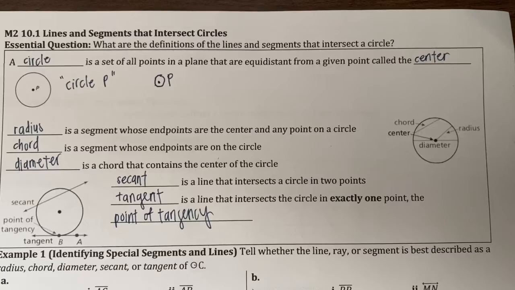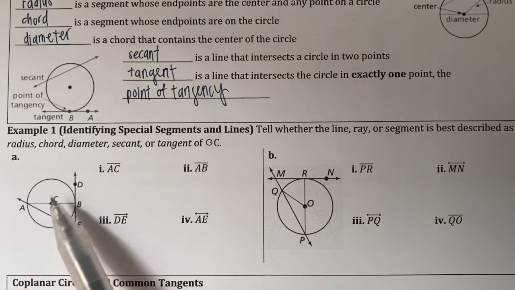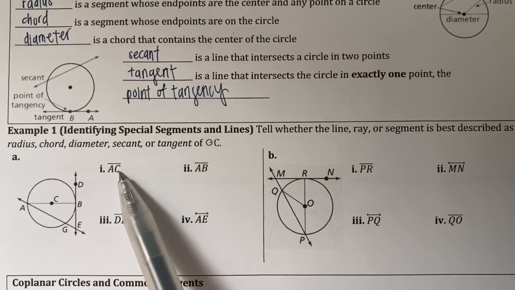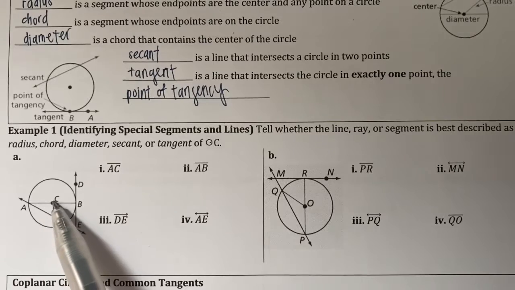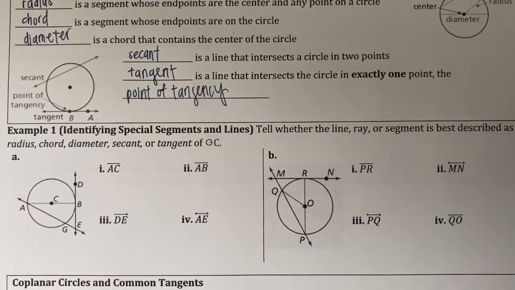We're going to be using these vocab words to identify special lines, rays, and segments of a circle. In example 1, we're going to be given a segment, line, or ray of a circle, and we will need to identify it as either a radius, chord, diameter, secant, or tangent of the circle. Let's start off with A1. We have a circle here with center C, and we're asked to define what the segment AC is. So AC is here, an endpoint is the center of the circle, and the other endpoint is on the circle. So this is a radius.